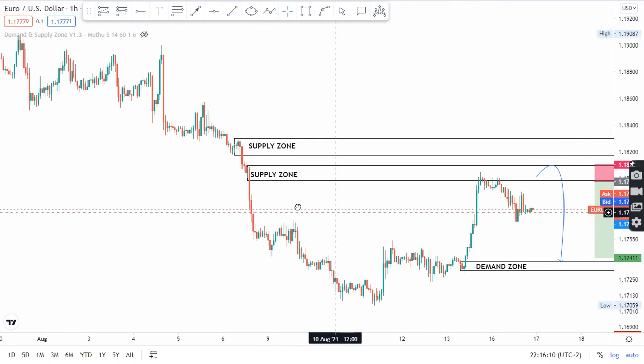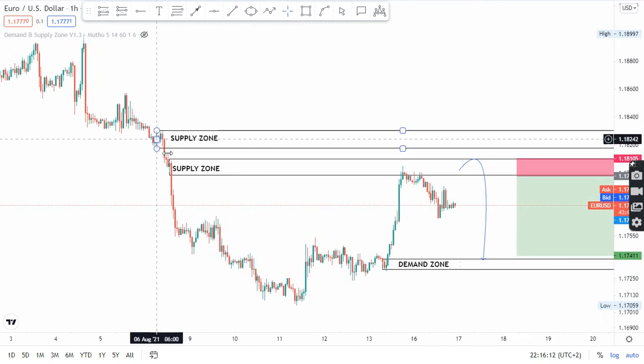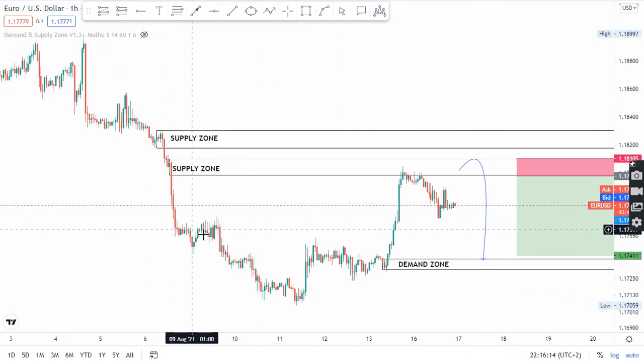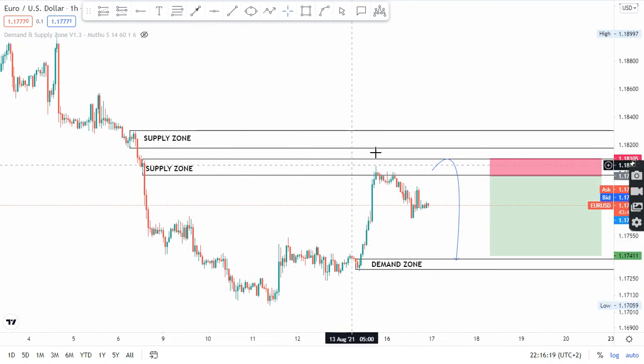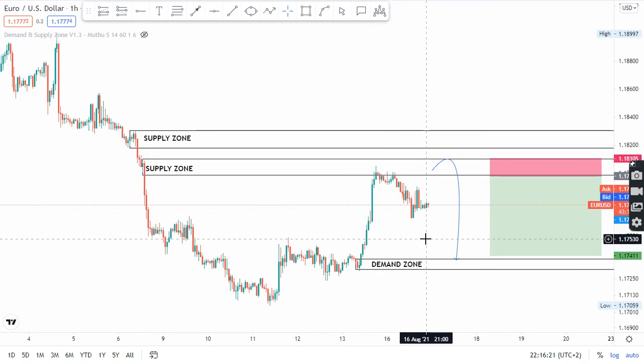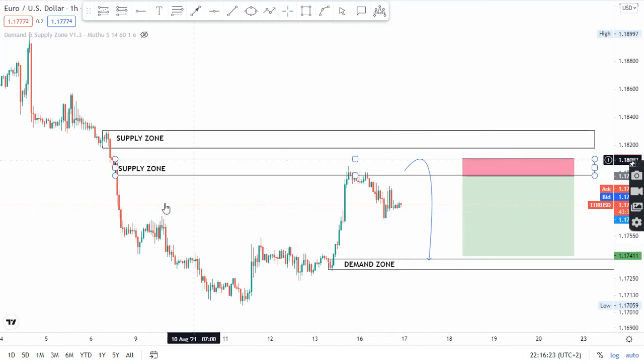So if you go to the higher time frame, you're going to appreciate it more. So we had the drop, big drop. We had the base drop. Okay, and price came to this level. You sell. All right, simple.